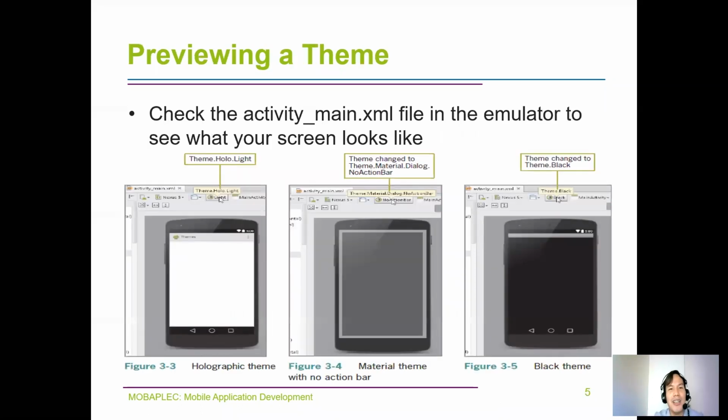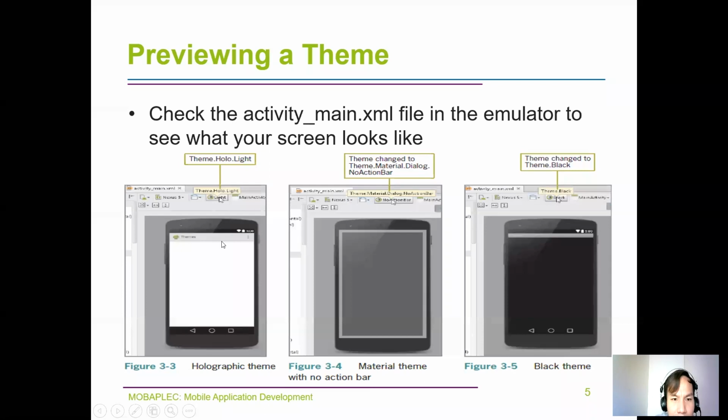So this is what it looks like. Here in Nexus 5, you could see the activity_main.xml file. By default, this is what you could see in the emulator. It looks like this one. In figure 3-3, this is a holographic theme. You could see the light color here with the theme Holo Light. That's the default. Then in figure 3-4, there's a material theme with no action bar.